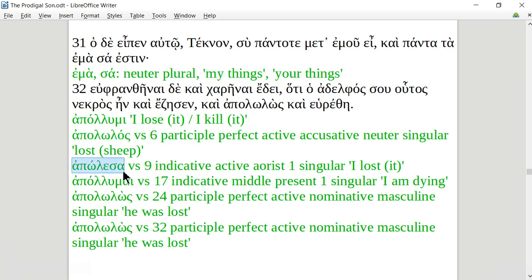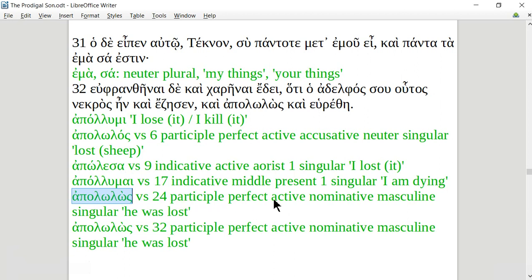Then in verse 9 we have apolesa, which is indicative, active, aorist, first singular, I lost it. Apolumai, verse 17, indicative, middle, present, singular, I am dying. That's what the young man said, I am dying here. So here the word takes a different meaning, dying. In the other places it takes the meaning lost, but here it takes its other meaning, dying.